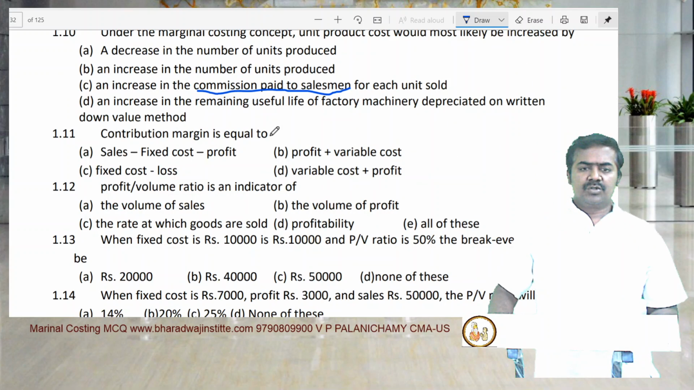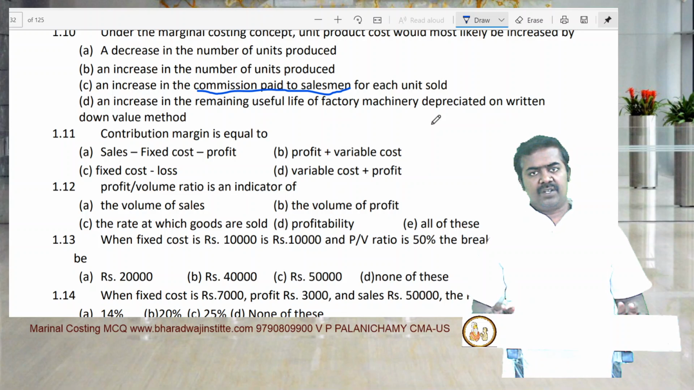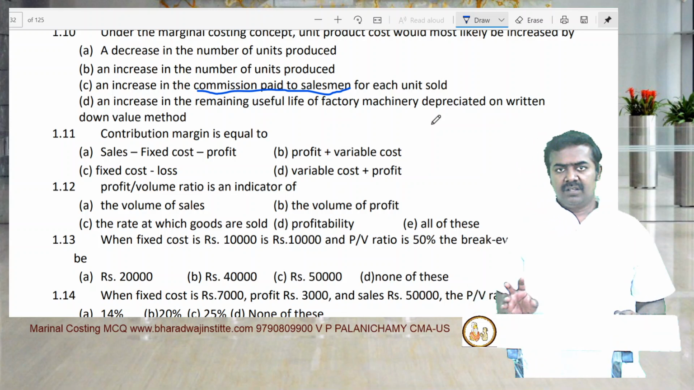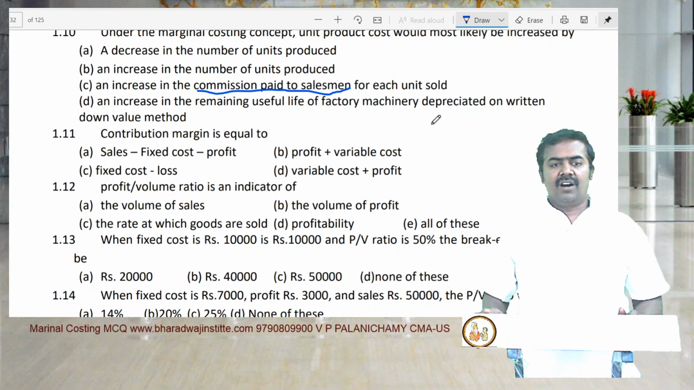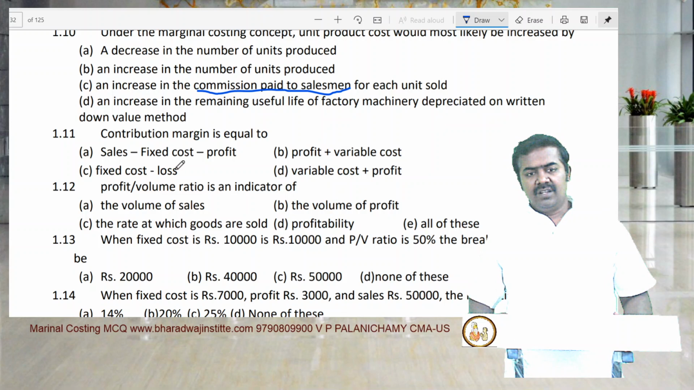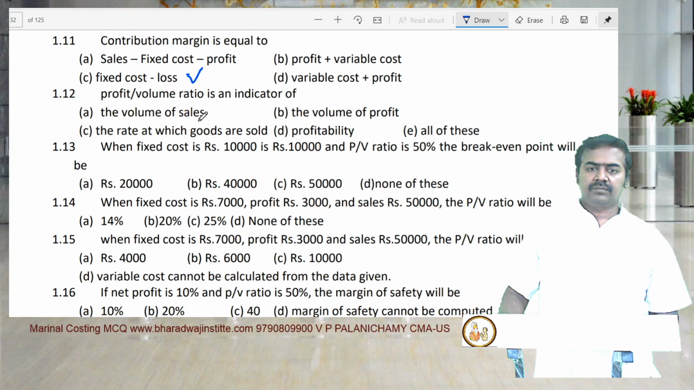Okay. So contribution is equal to sales minus variable cost, or fixed cost plus profit. Here there is a loss. Fixed cost minus loss also will give us contribution. Answer is C. Fixed cost minus loss also will give us contribution.